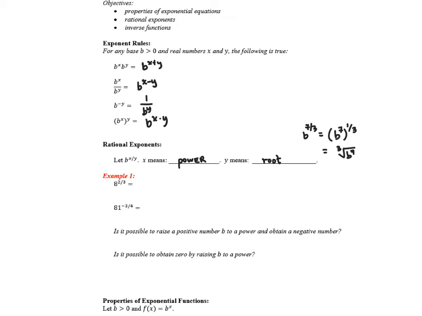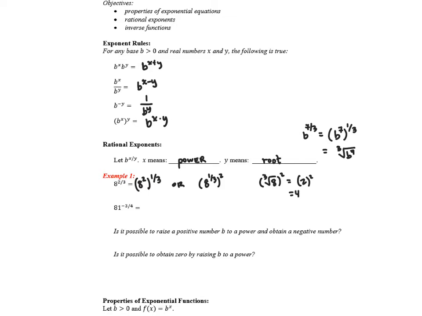So let's look at a couple of examples. 8 to the 2/3 power, a couple different ways you could rewrite this. That would be equivalent to 8 squared to the 1/3 power, or 8 to the 1/3 power squared. I'd prefer to work with the second form. So 8 to the 1/3, which is the cube root of 8, squared, is equivalent to 2 squared, which would be 4.